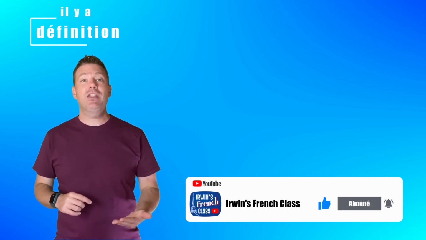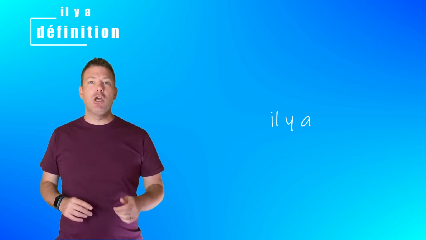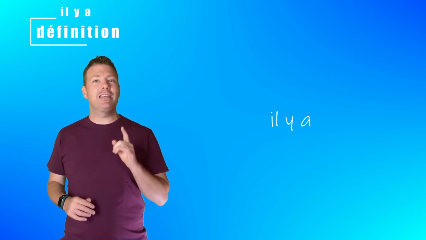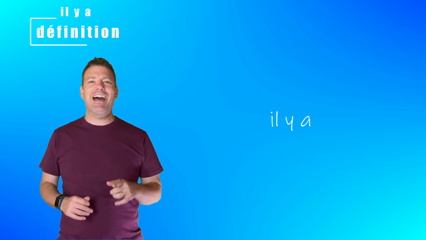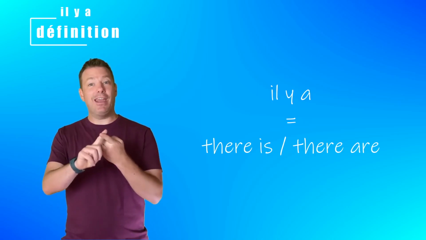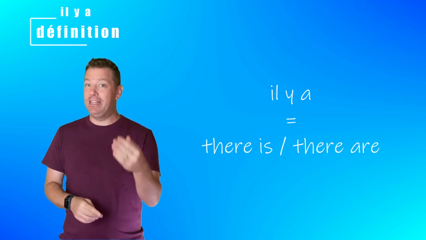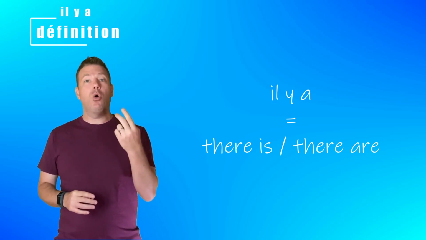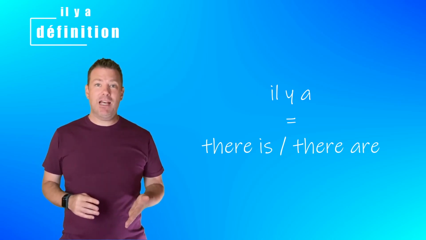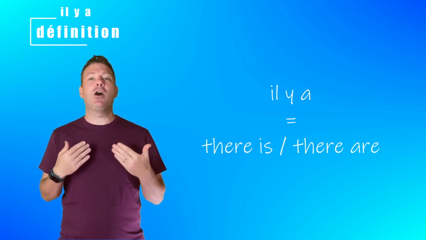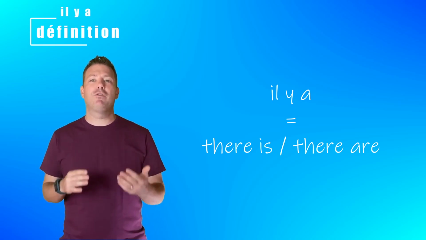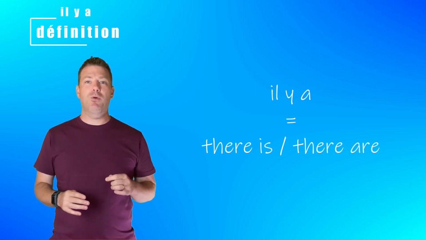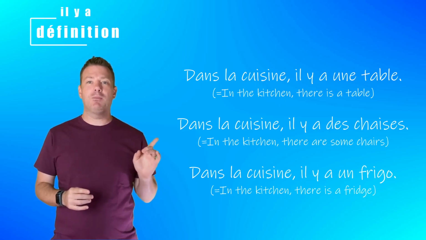To talk about what there is or what there is not in a certain place, we use the expression il y a in French. For once, French here is more synthetic than English, as il y a means both there is and there are. Therefore, whether we talk about one thing or many in a certain place, il y a is the only expression we use in French. For example, and you can repeat them after me.